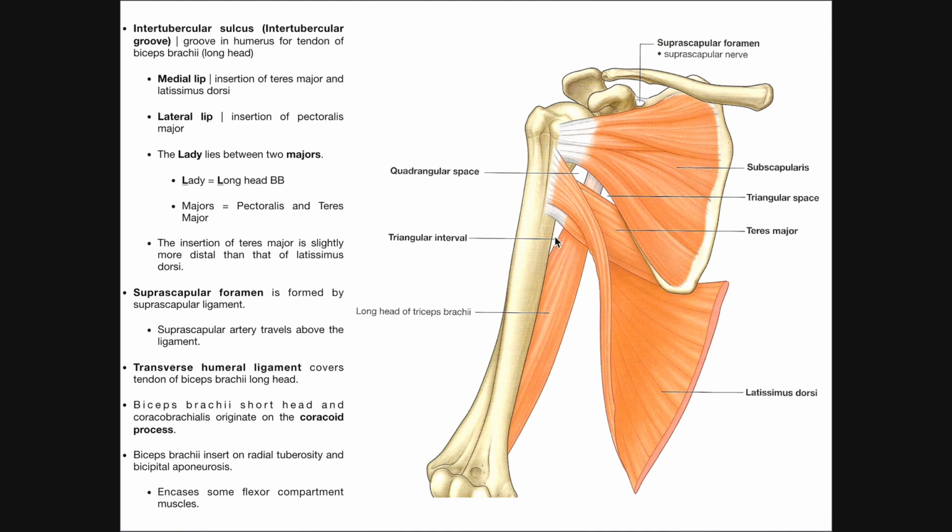However, we can get a good look at the radial nerve and then also the profunda brachii artery, and they're going to be on the posterior side of the humerus. Again, we'll talk about that in future videos in more detail.